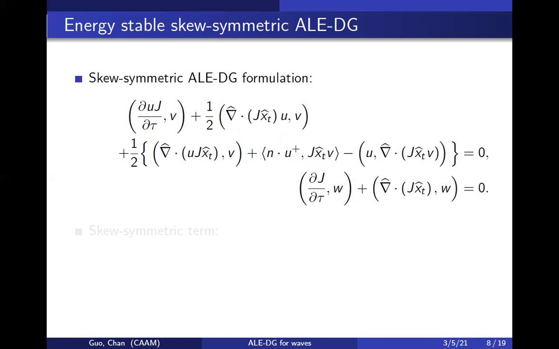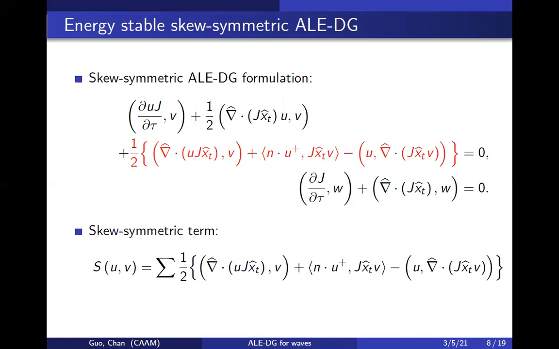So why is this a skew-symmetric formulation? Let's take a look at those red terms. I denote the sum by S(U,V). By assuming periodic or reflective boundary conditions, we find that if we simply take V equals U, then in the summation, these two volume terms will cancel out, and the surface contributions from two neighboring elements will cancel out as well. So S(U,U) equals 0, and it is a skew-symmetric term.